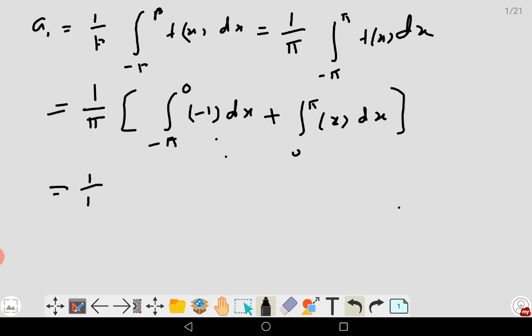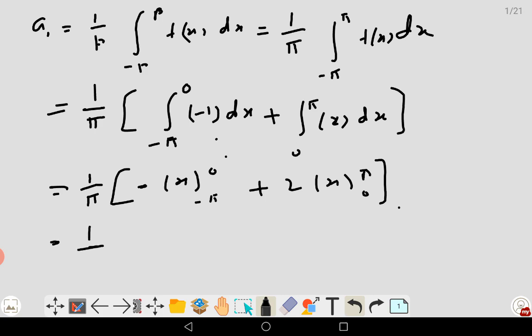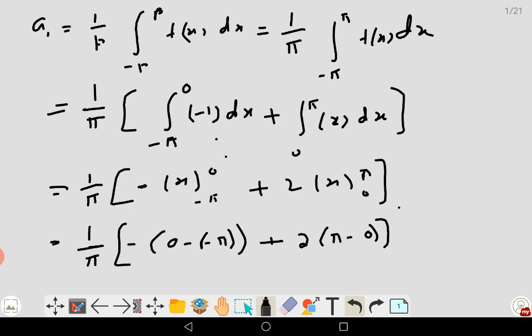Integrate and get the answer 1 over pi. Here you will get negative x as the answer in the negative pi to 0 limit, plus 2x from 0 to pi. So what you get finally is 1 over pi, this will be 0 minus negative pi, and for the second term it will be 2 times pi minus 0. Simplify: you get here positive pi, and 2 pi, so pi over pi, the answer is 1.